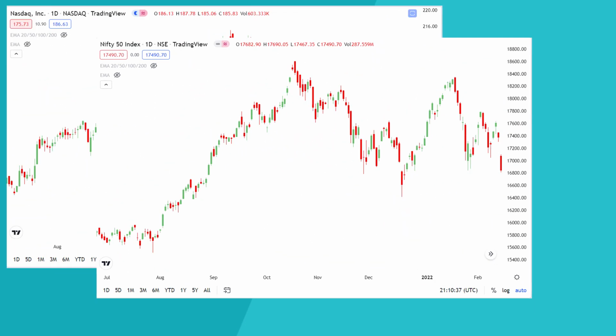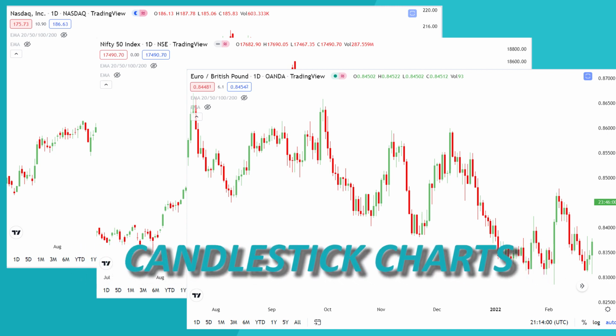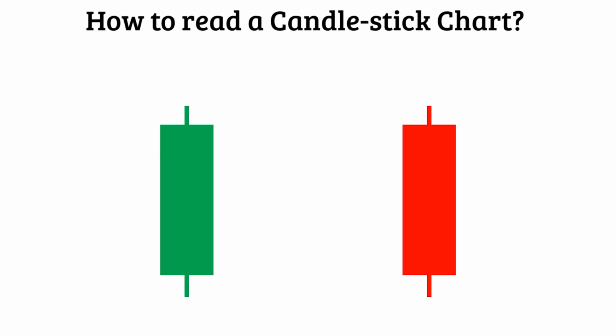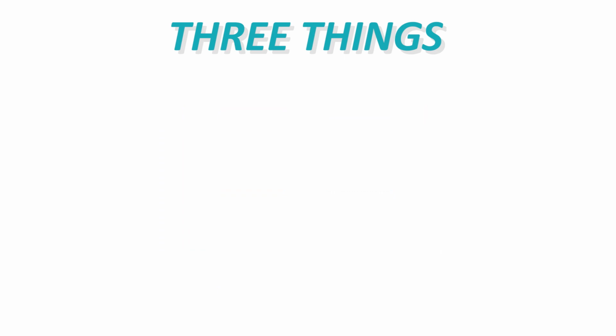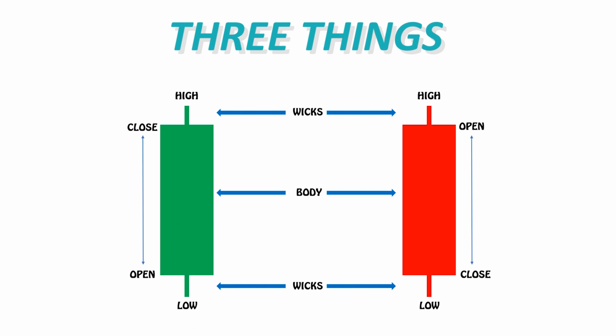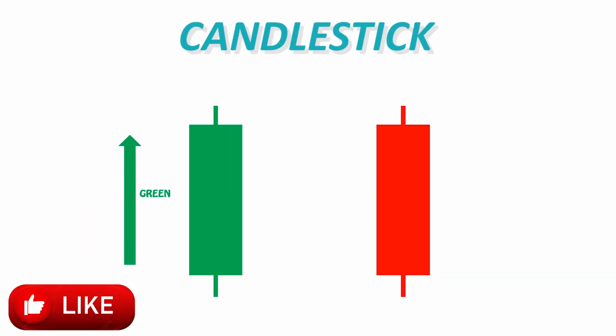On the screen, you can see the daily chart of Nasdaq, NSE and forex. The one thing common in all these charts is that they are candlestick charts. Now, how do you read a candlestick chart? A candlestick pattern basically looks like a candle with a box and wicks. There are three things which make a candlestick: the body, which represents the open to close range, the wick, which indicates the highest and the lowest price of the asset, and the color, which reveals the direction of the market movement. A green body indicates an increase in price and the red body indicates a decrease in the price.